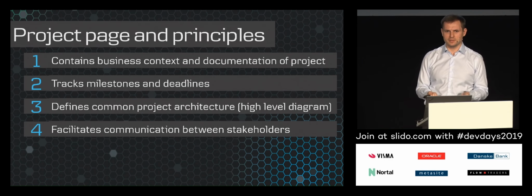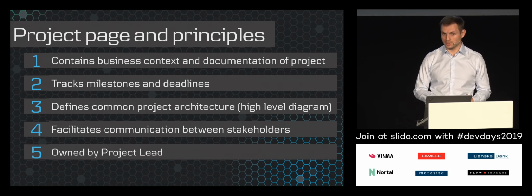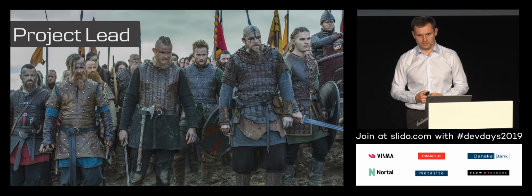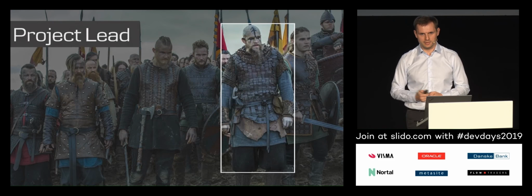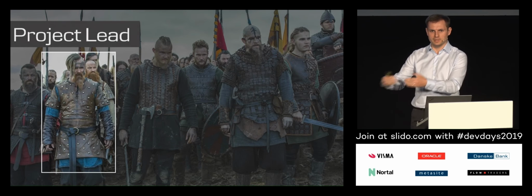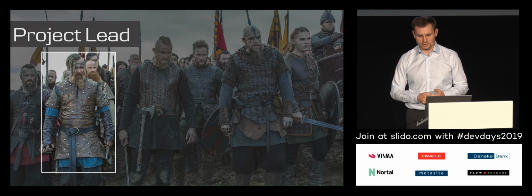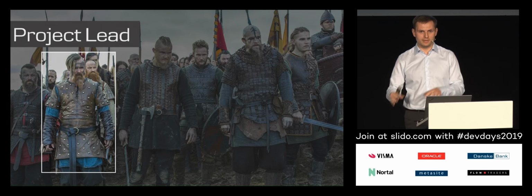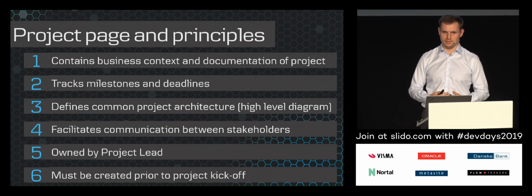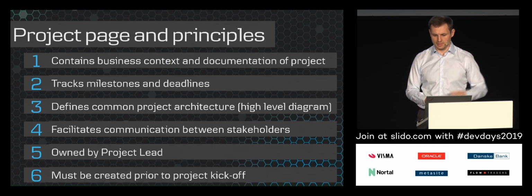Then it facilitates communication between all the stakeholders, IT, non-IT. It's owned by the project lead. Who is the project lead? Well, a project lead is also a very strong professional from that very experienced professional team we call the architecture committee. But then this guy, or this guy, it doesn't matter. The architecture committee needs to assign a project lead to each project. And I will soon tell you what that project lead does in the projects. Usually, he or she might code or might not. Lastly, the project page needs to be created prior to the actual coding. It's a good thinking framework.